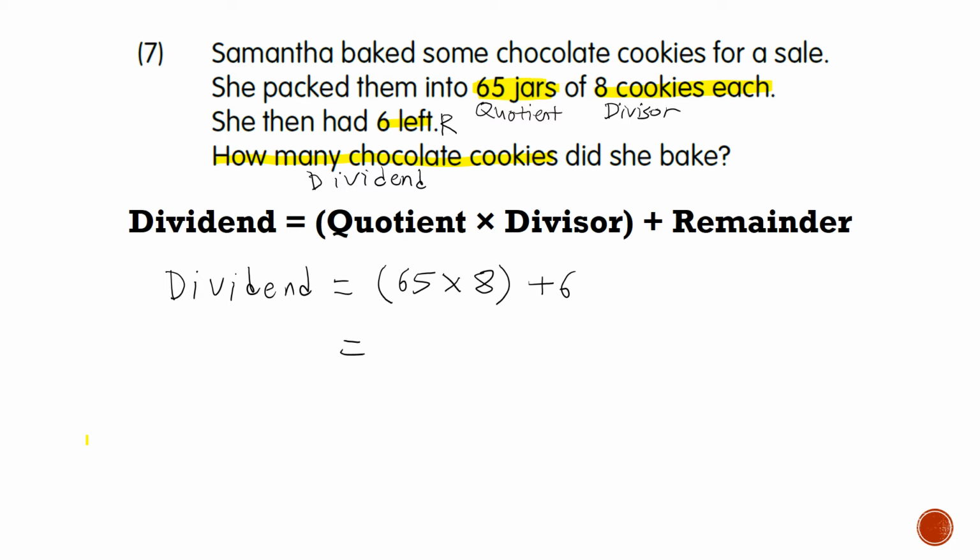Now this part is actually two steps. You have to solve the multiplication first. You have to do the working yourself. Okay, but if you do the working, you realize that actually 65 times 8 is 520. Then you add 6, you get 526. Sorry, 526 cookies.